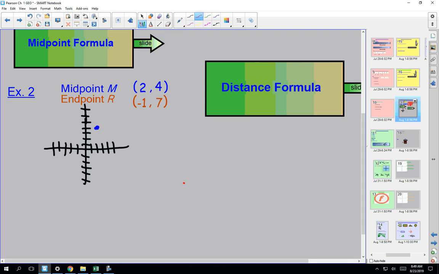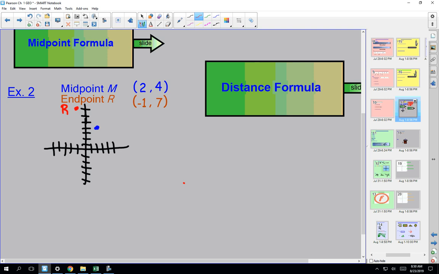And then I've got an endpoint at negative 1, 7. That's R up there. There's M. So what I'm being asked to do here is to find the other endpoint. I am not finding halfway in between the blue and the red. I'm finding the other red point somewhere over here in this region. Okay? So a couple different ways to do this. We're going to do it algebraically in a minute, but I just want to show you. We're going to get the answer here just by picture.